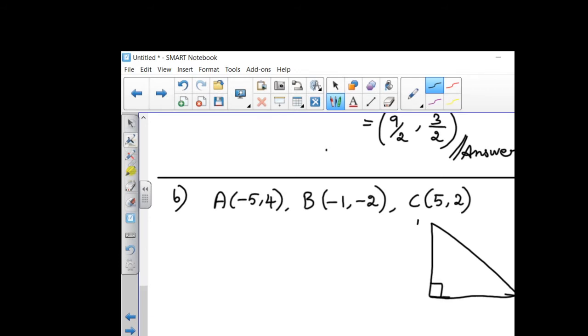The point A is minus 5 comma 4. And B is minus 1 comma minus 2. And C is 5 comma 2. Okay, and right angle at B. So already I mentioned it is a 90 degree in B. Okay, find the coordinates of D. Find the coordinates of D so that ABCD is a square.